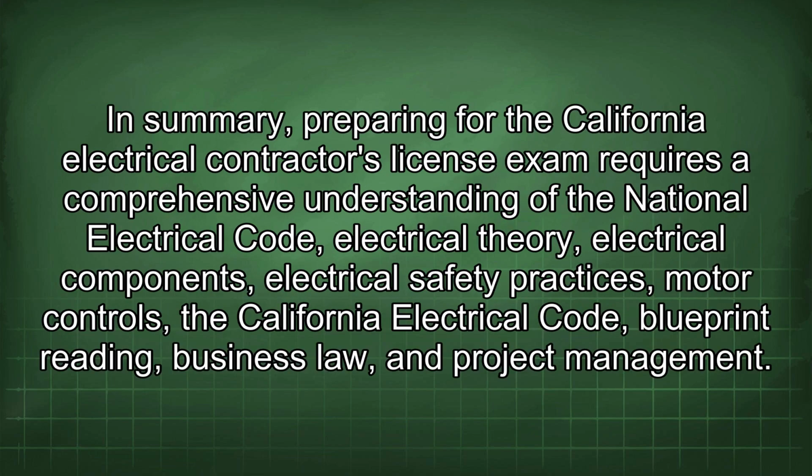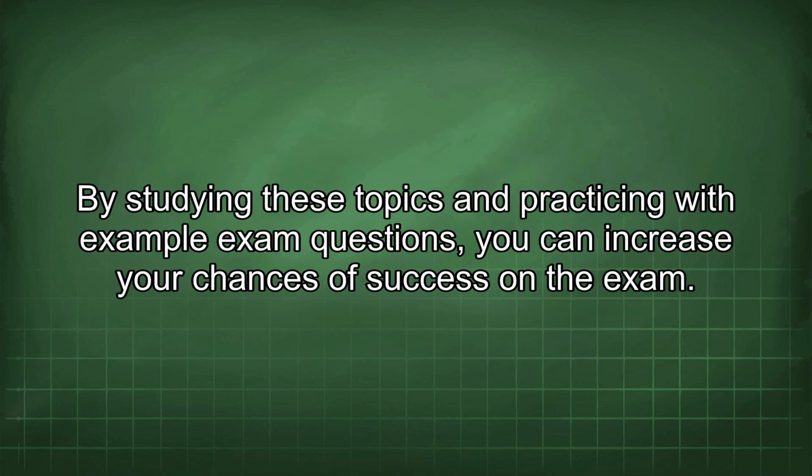In summary, preparing for the California Electrical Contractor's License exam requires a comprehensive understanding of the National Electrical Code, electrical theory, electrical components, electrical safety practices, motor controls, the California Electrical Code, blueprint reading, business law, and project management. By studying these topics and practicing with example exam questions, you can increase your chances of success on the exam.